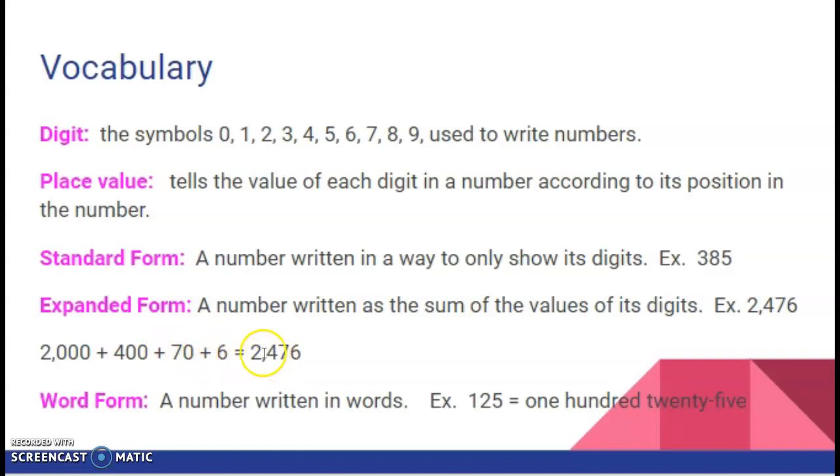So if I were writing that in standard form, it would be written this way, but in expanded form, I'm going to pull that number apart. I like to stretch it open so you can actually see the actual value of that digit.